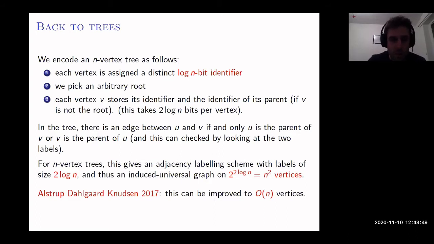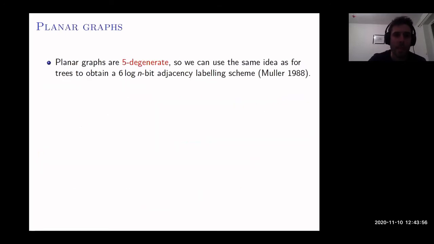So this was about trees, and most of my talk will be on a larger family, which is quite interesting, which is planar graphs. And for planar graphs, the story actually starts in Georgia, at Georgia Tech, with John Muller in his PhD thesis in 1988. So he observed that planar graphs are 5-degenerate. This means that there is an order on the vertices such that each vertex has at most 5 neighbors preceding it in the order.